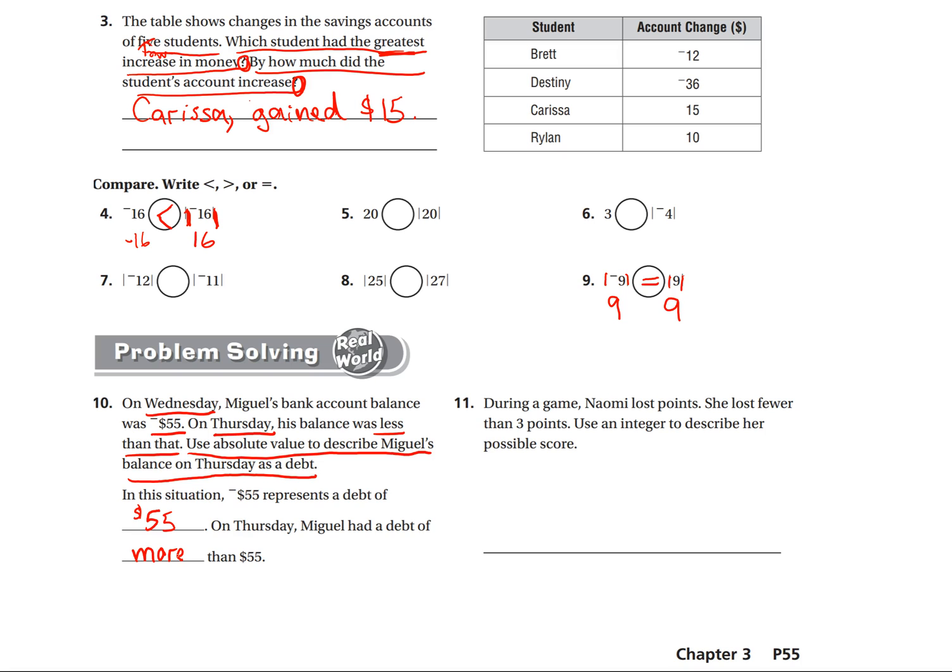Okay, number 11. During a game, Naomi lost points. She lost fewer than 3 points. Use an integer to describe her possible score. Well, if she didn't lose 3, she lost less than that. She must have lost either 2 or 1. Now, can you lose 0 points? No. 0 wouldn't represent a gain or a loss. So these two are the only possible answers.